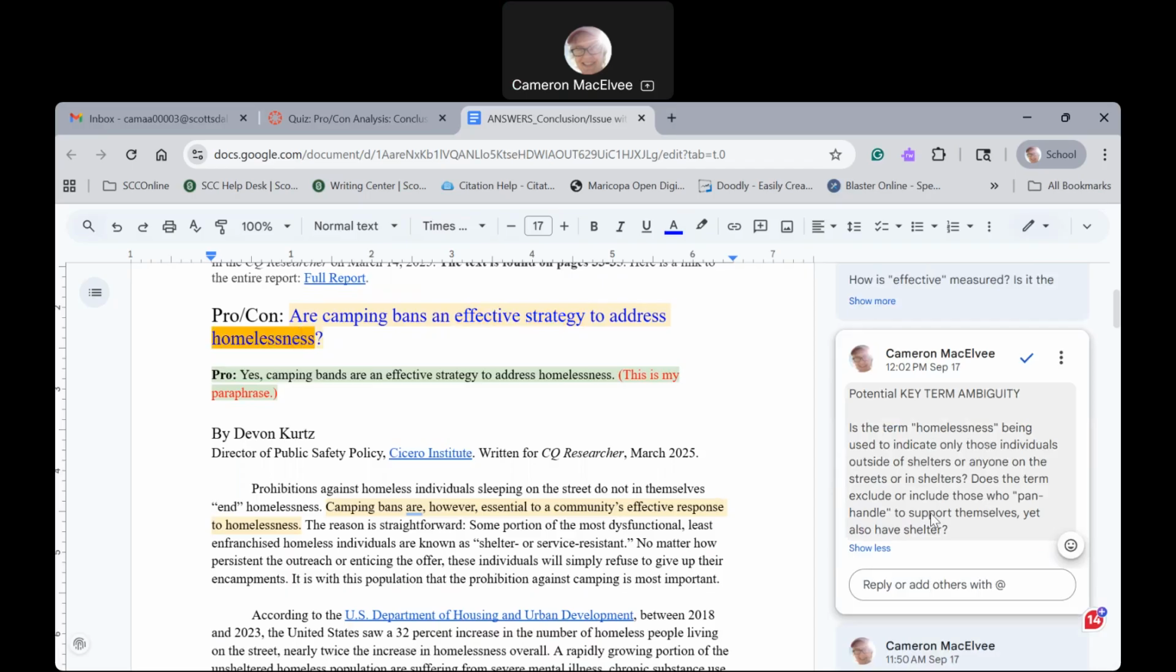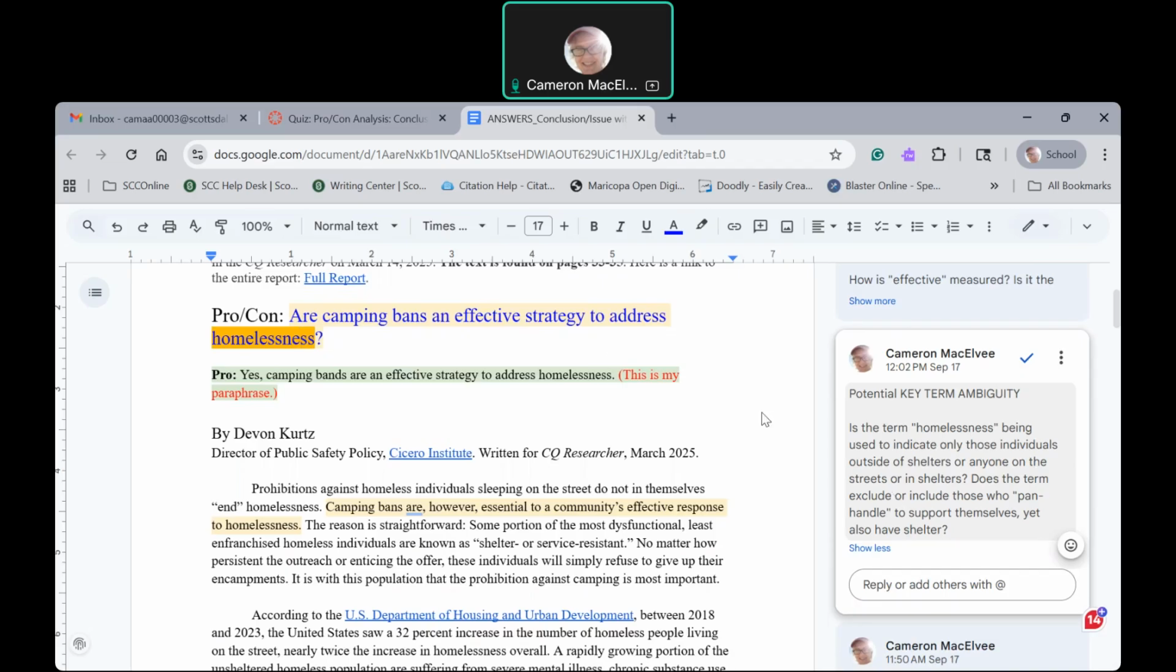Oh well. So that's a pretty big term because we're not sure if it indicates only individuals who are living outside of shelters, or does it also include those individuals who are outside of shelters and in shelters? Does it exclude those people who panhandle to support themselves, yet they have a shelter to go to, whether it's a friend's couch or a homeless shelter?